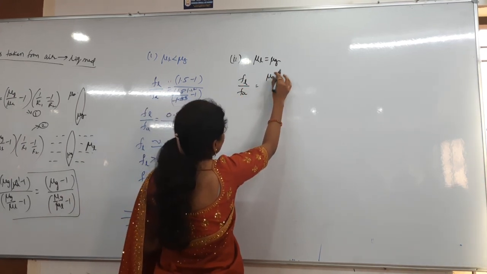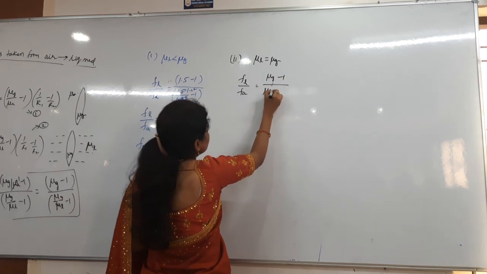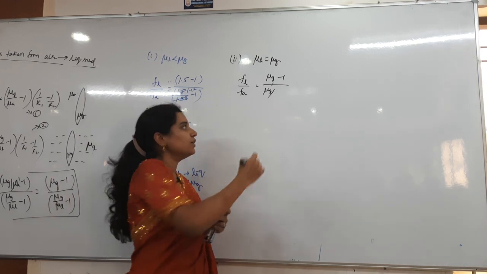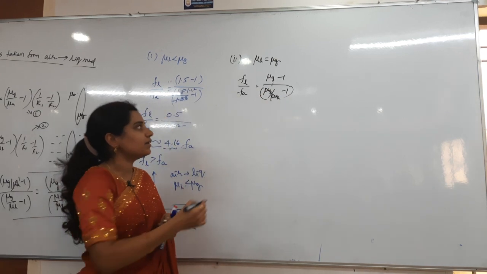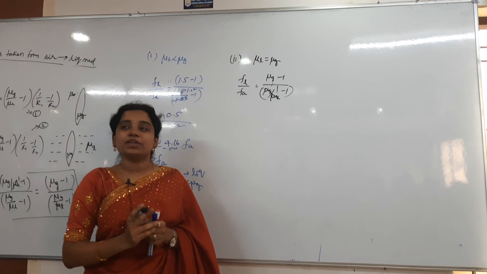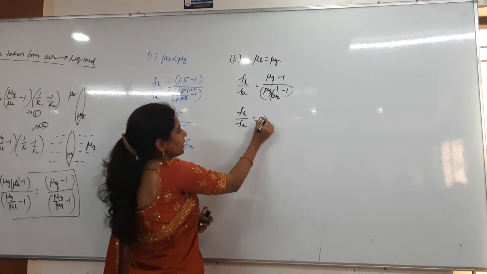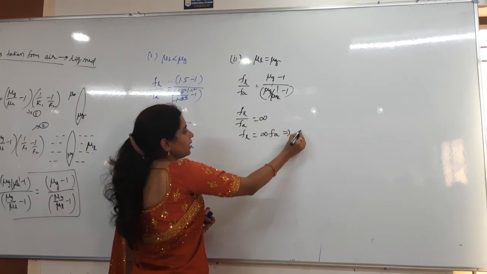Mu G by mu G minus 1, by mu G by mu L minus 1. In the place of mu L, I can write mu G only. So mu G gets cancelled here. What will be remaining here? 1 minus 1, so what will it be? Infinity. So FL by FA is equal to infinity. Then FL is equal to infinity times FA, which is again infinity only.